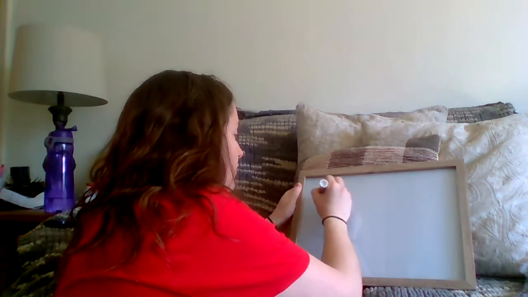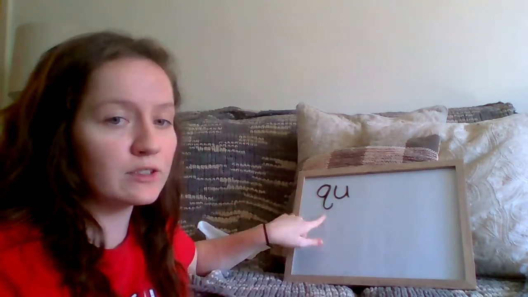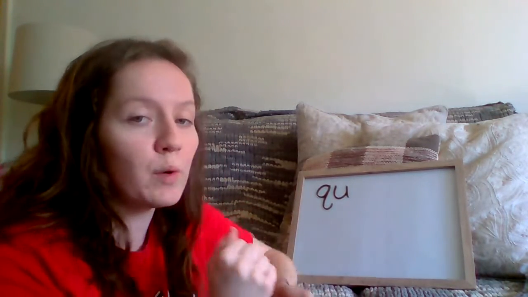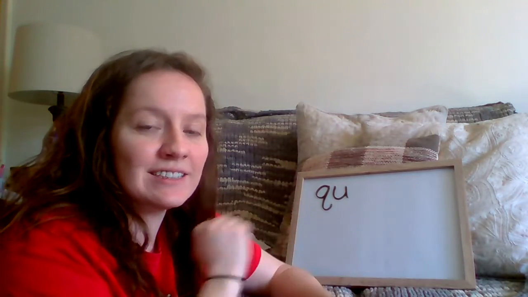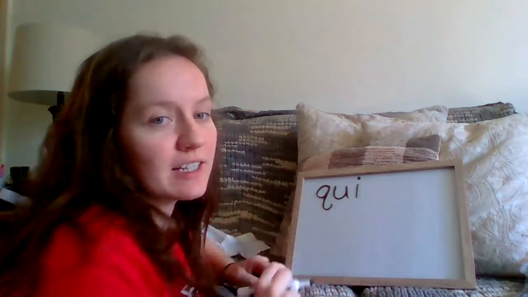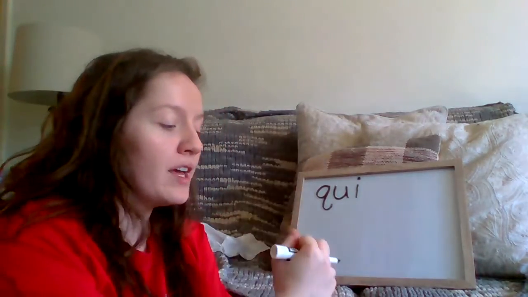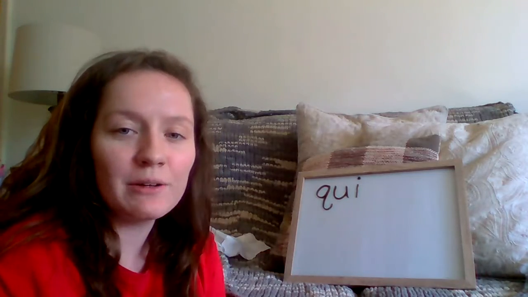So Q, U is qua. Okay? So my word was quit. Qua. I. Next sound is I. What letter says it? I. Make sure your dot's floating, not connecting. So, qua, it, t. So the sound is t. What letter says t? T.